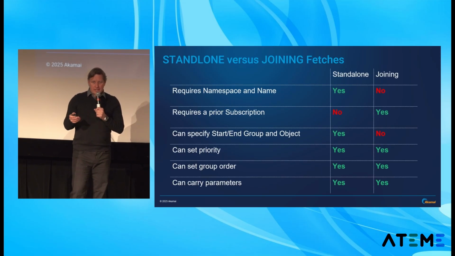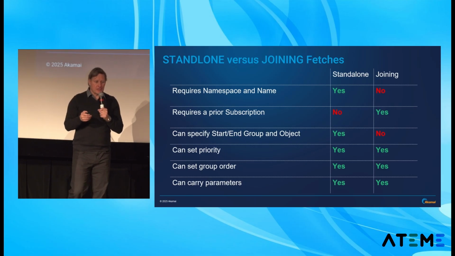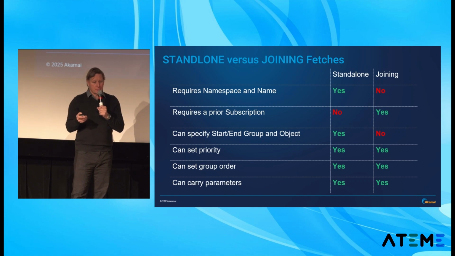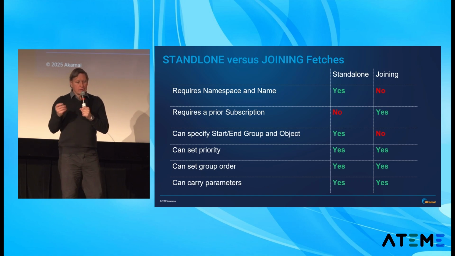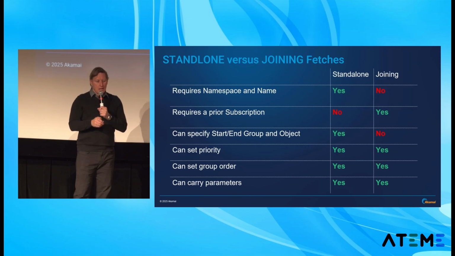So just a table to summarize the difference between standalone and joining fetches, right? The joining fetch doesn't require a namespace and name, but it does require a prior subscription, which is its reference. And you don't need to specify your start group and end. You just say how far back from live you want to be. The rest of it is the same between joining and standalone fetch.